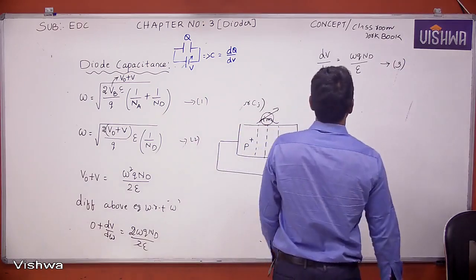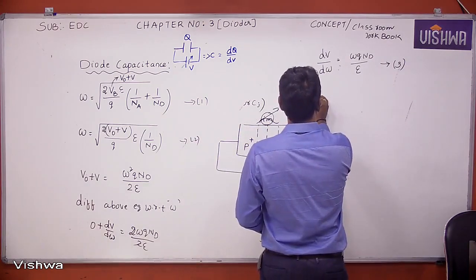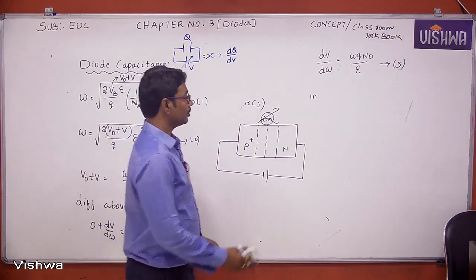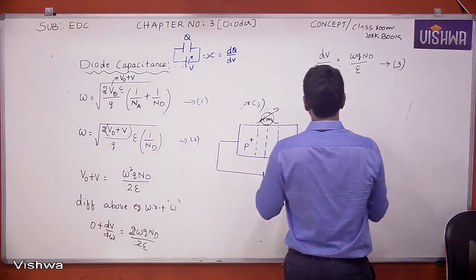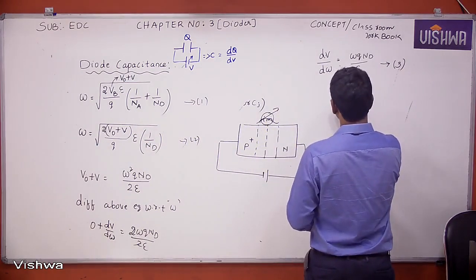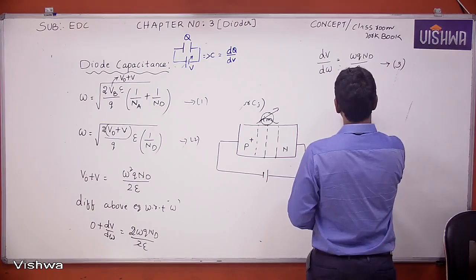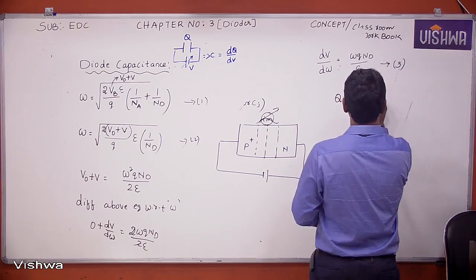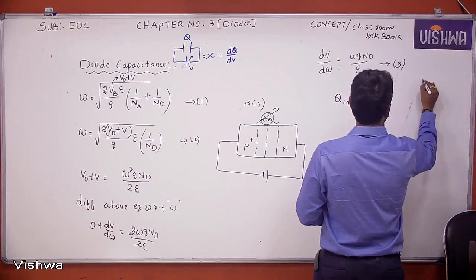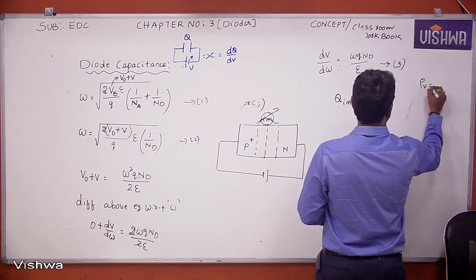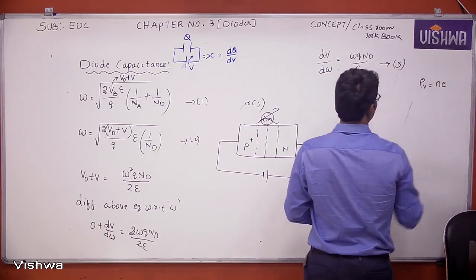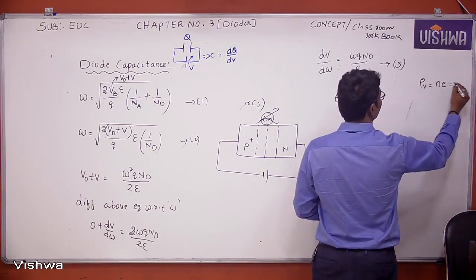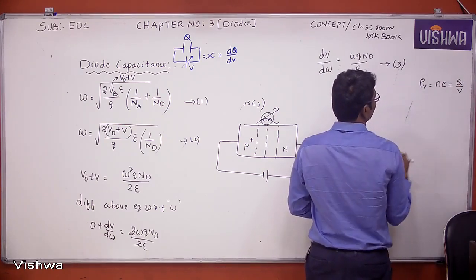Next, in case of a depletion region, which charge carriers are present? Immobile charge, right? What is the amount of immobile charge present in a depletion region, and how do we calculate it? What is rho v here? Rho v is nothing but N into E. Rho v is the charge per unit volume, right?